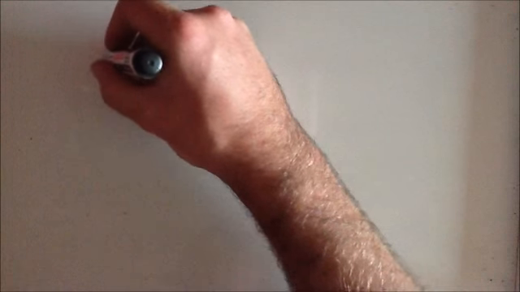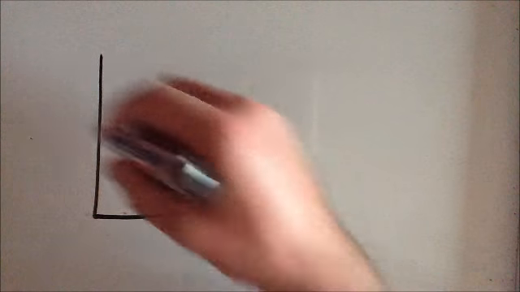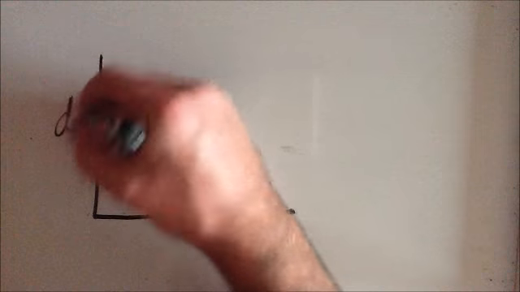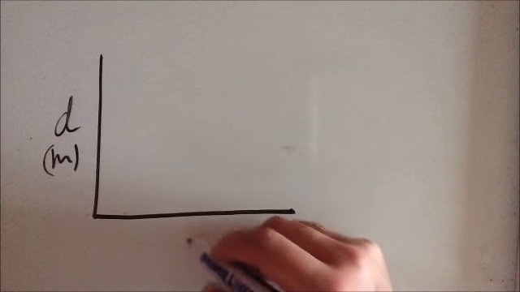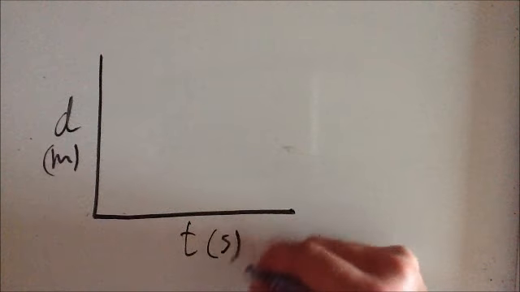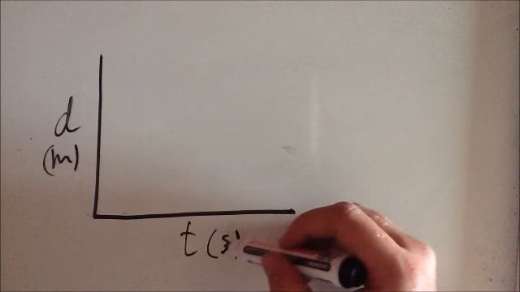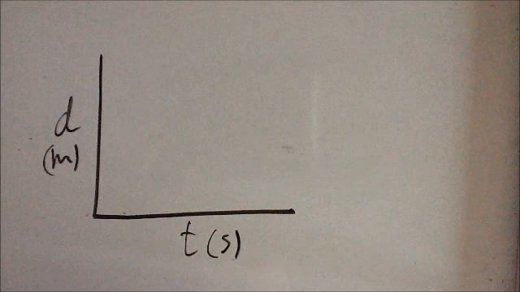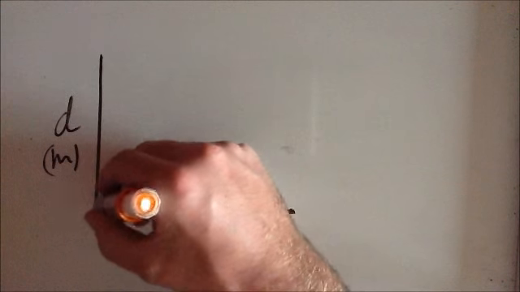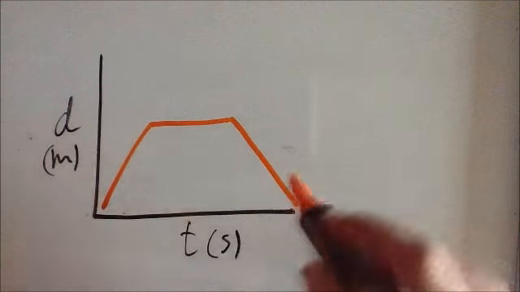As part of P2 in AQA GCSE Physics, you need to be able to describe motion graphs. We're going to have a look at distance and time graphs. So here we have distance up the y-axis and time here measured in seconds. And what we're going to do is we're going to plot a little shape on this graph. It's going to look exactly like so.